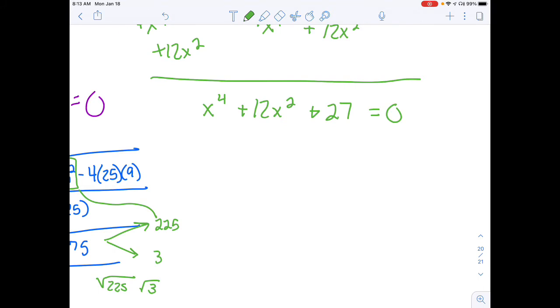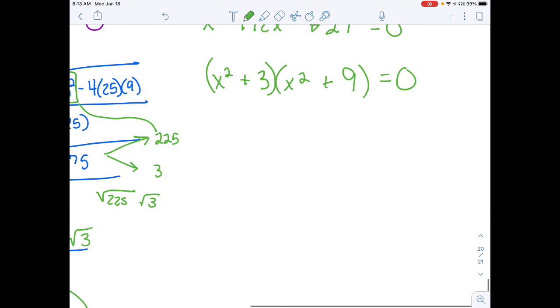I choose to factor this. I am asking that you pause the video and factor this. So pause the video, go ahead. If you're grouping, please group it. If you're a box, please box it. You should end up with an x squared and an x squared, a 3 and a 9, a plus and a plus. And if you went to the website, it's not going to cross the x-axis at all.